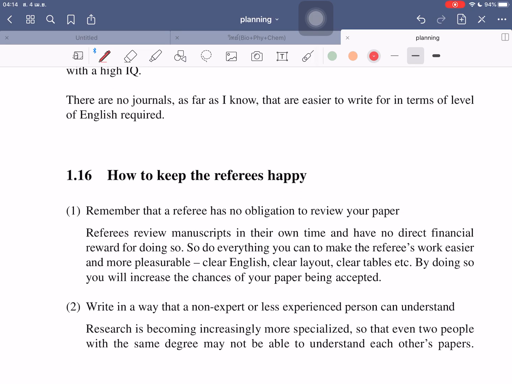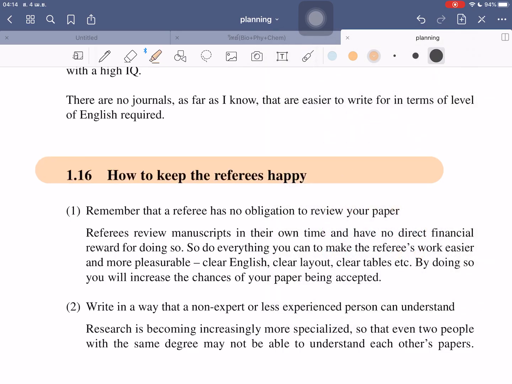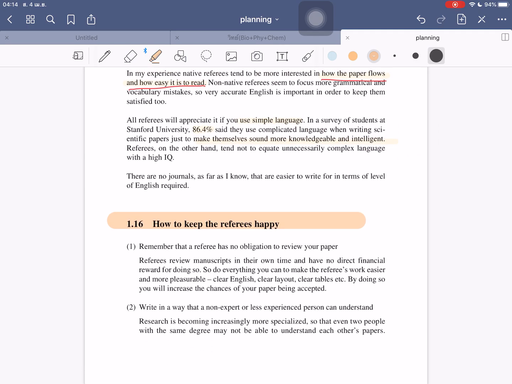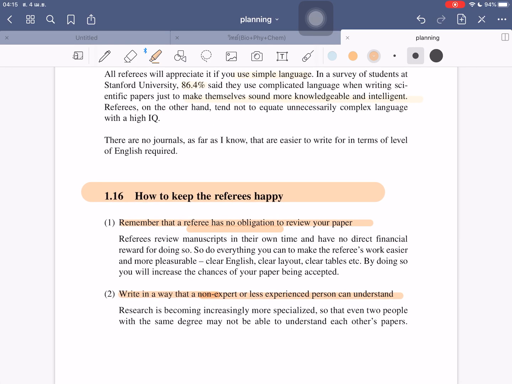Then the next one is about how to keep the referee happy. If you want to make the referees happy, the people who read your paper, remember the outside readers have no obligation to read your paper. They do not get paid. Non-experts or less experienced persons should be able to understand. Write in a way that normal people understand your paper.